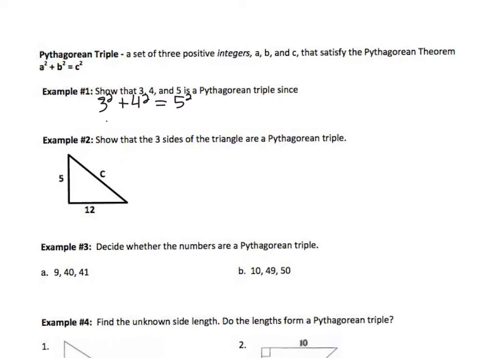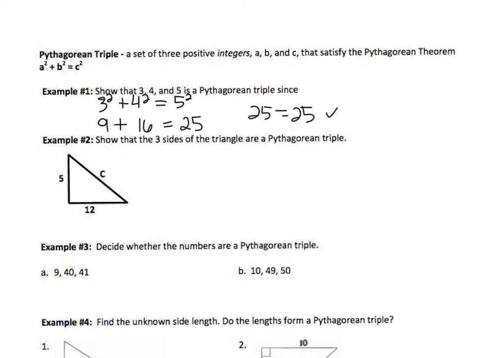Well, 3 squared is 9, 4 squared is 16, and 5 squared is 25, and 9 plus 16 is 25, so we get 25 equals 25. So it is a Pythagorean triple. 3, 4, 5 is the most well-known Pythagorean triple. It is the smallest side lengths you can have that form a right triangle.